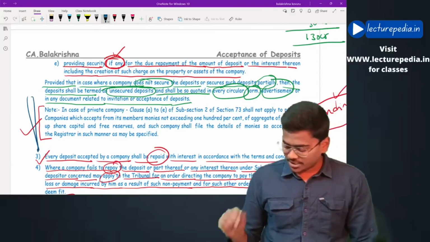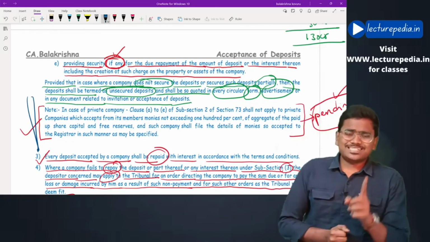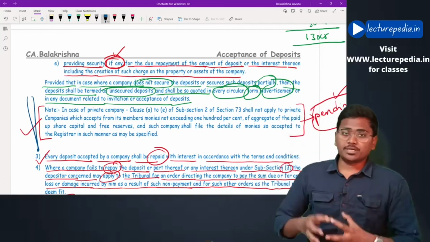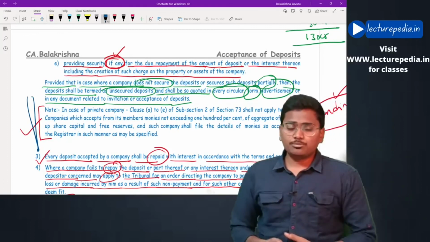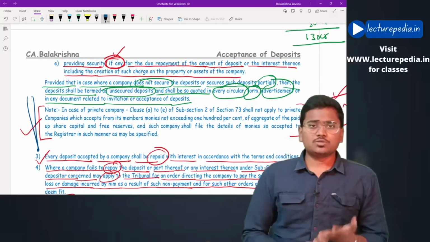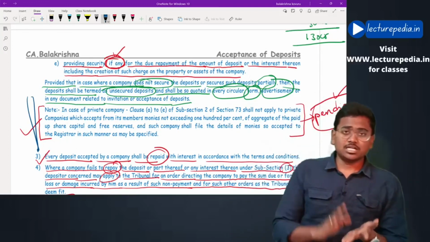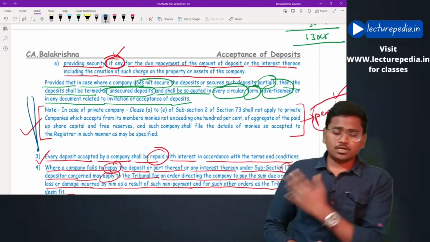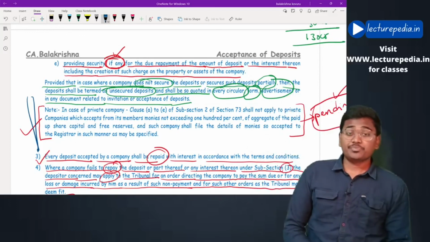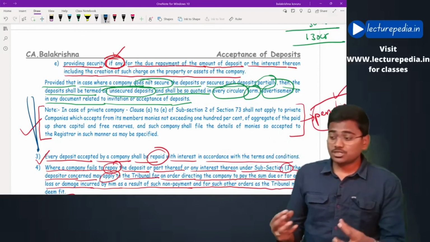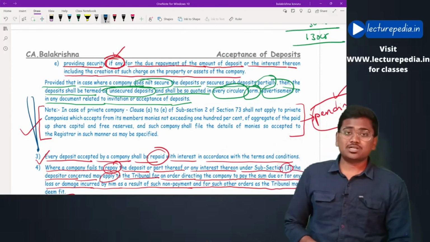Basically what this point is, generally section number 73 deals with raising of deposits from members. If you want to raise deposits from members, there are certain 5 conditions that need to be satisfied: issuing circular, registering circular, deposit repayment reserve. These 5 conditions need to be satisfied. But in case of private companies, raising deposits from members, they need not satisfy these conditions.